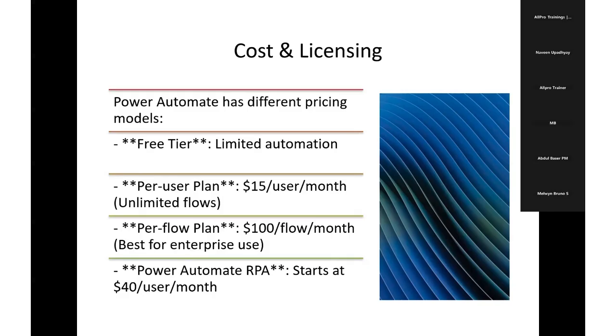Then coming to cost and license, as I said earlier, Power Automate is free, but with limited automations. The per user plan is $15 per user per month, and we can create unlimited flows. We have one more license, the per flow plan, which is $100 per flow per month. Finally, we have Power Automate RPA, which starts at $40 per user per month.